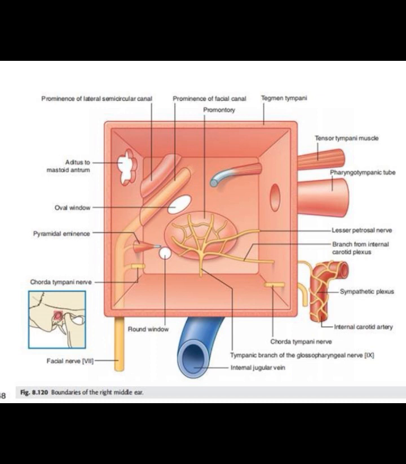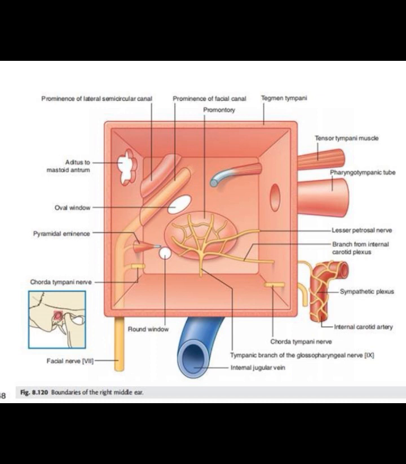Posterior and superior to the oval window on the medial wall is the prominence of the facial canal, which is a ridge of bone produced by the facial nerve in its canal as it passes through the temporal bone. Just above and posterior to the prominence of the facial canal is a broader ridge of bone, the prominence of the lateral semicircular canal, produced by the lateral semicircular canal, which is a structure involved in detecting motion.